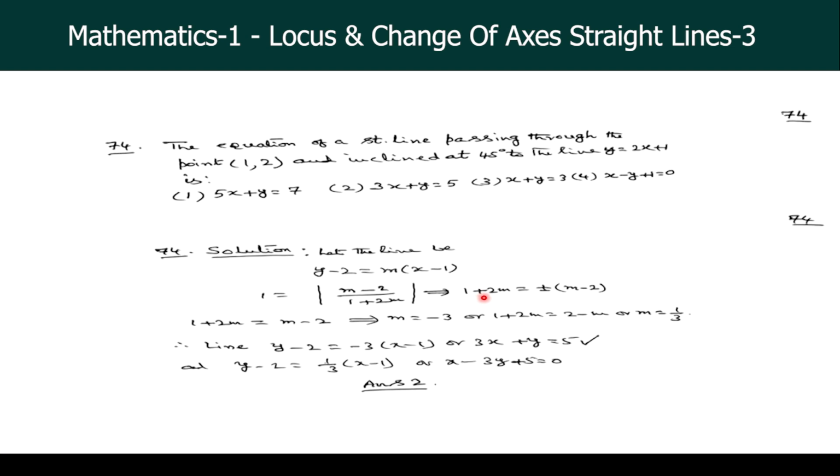So 1 plus 2m equals plus or minus (m minus 2). Taking the plus sign and the minus sign, you will get m equal to 1/3 or minus 3. So if you substitute the m values, you will get the answers: y minus 2 equals 1/3 (x minus 1), or x minus 3y plus 5 equals 0. So the answer is option number 2.